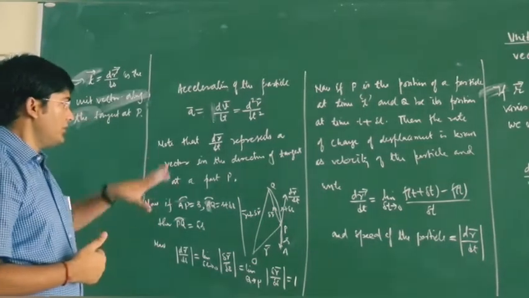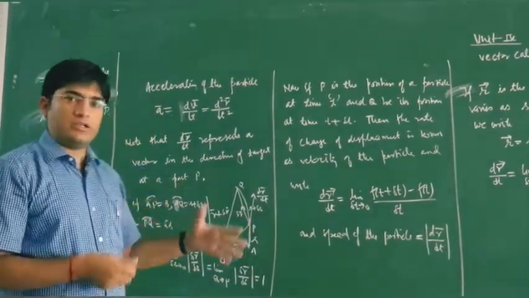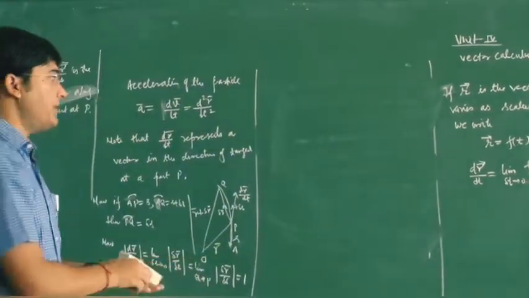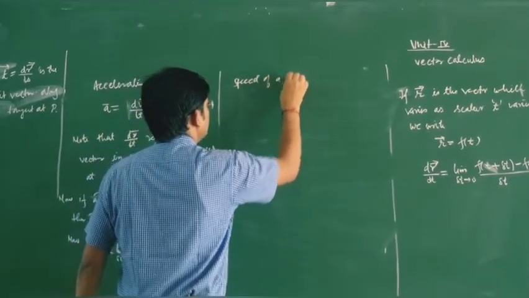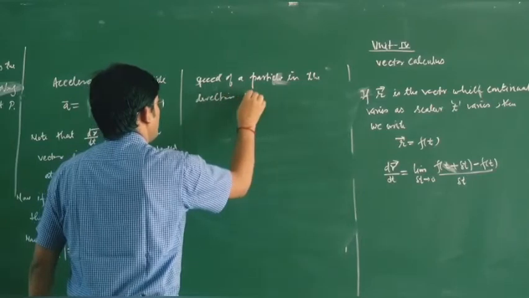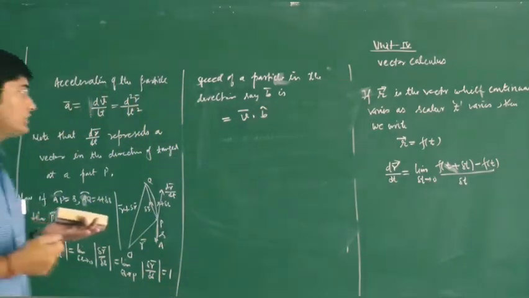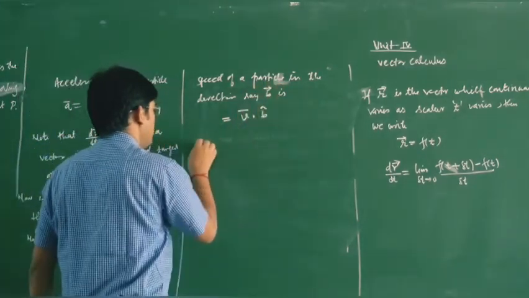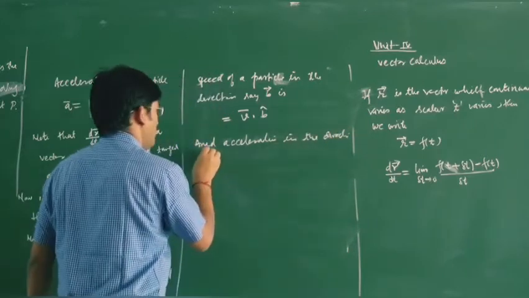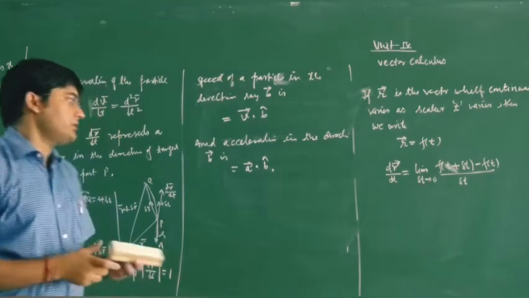Now this was the value of acceleration of the particle, and this is the speed of the particle. The speed and acceleration in a particular direction are given by the following. The speed of a particle in the direction, say, B is equal to V times V cap. So this is the particle speed in the direction V. And acceleration in the direction B is equal to A times B cap. So this is the value of acceleration in a given direction.